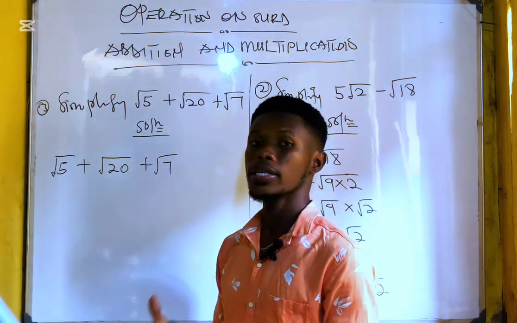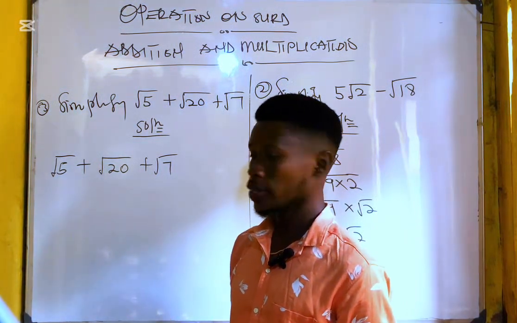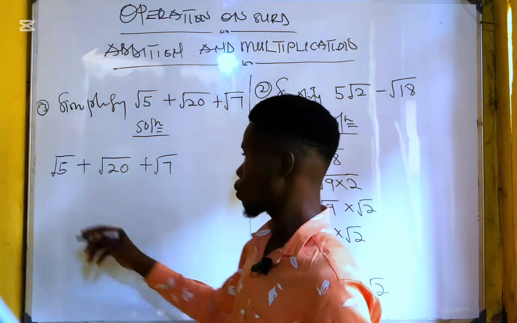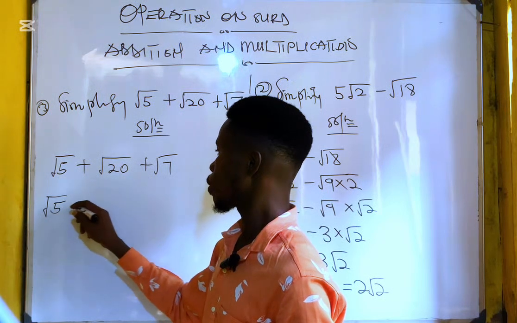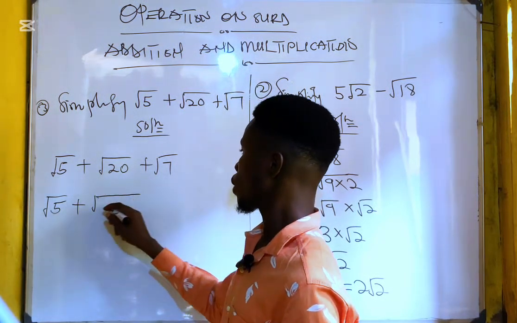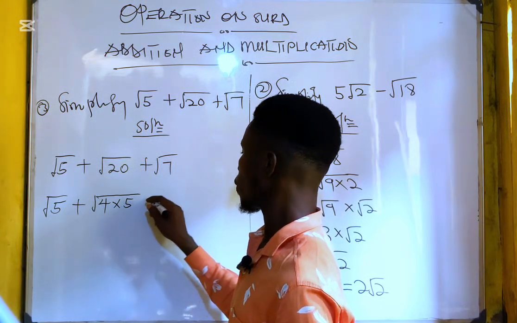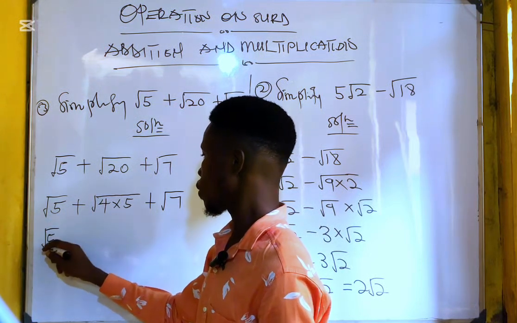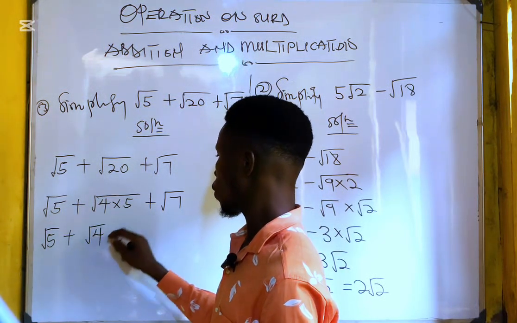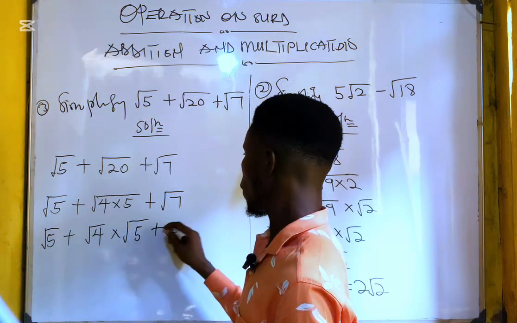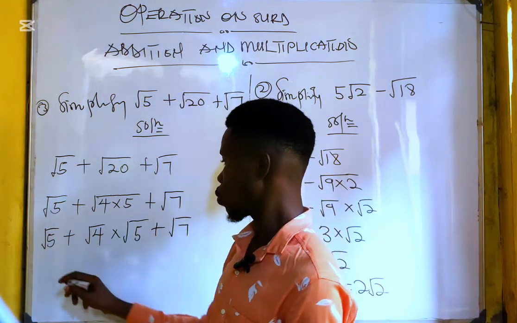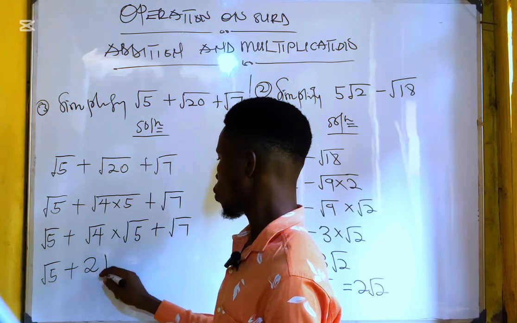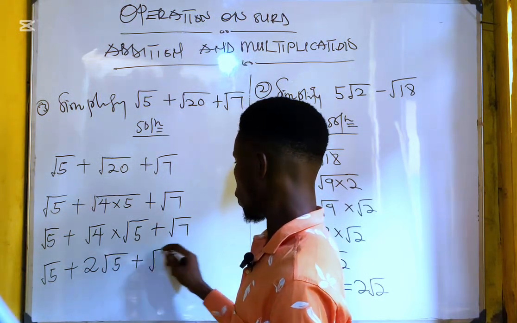But nevertheless, this root 5 and this root 7, there's no way you can make them look the same. Is that okay? It means that when you're adding, some of them might not be like terms, so you leave them as they are. But this root 20, you can change it so that the radical becomes either root 5 or root 7. So this is root 5 plus, now you know that 20 can be expressed as 4 times 5, plus root 7. So root 5 plus root 4 times root 5 plus root 7. So we have root 5 plus root 4, which gives us 2 root 5, plus root 7.